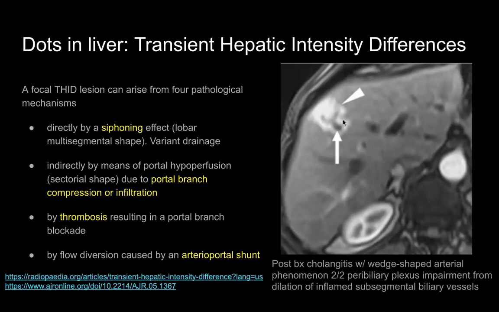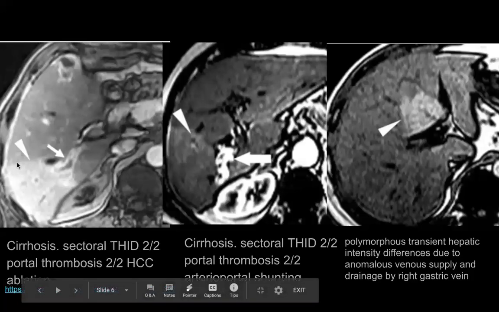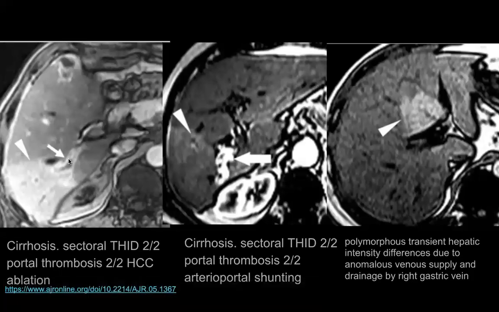Here's a case from the AJR paper that shows a patient who had a biopsy, developed a cholangitis afterwards, and then there was impaired drainage of the peribiliary plexus leading to a THID. They have segmental and non-segmental variation. Here we have a segmental variation from a portal vein thrombus that's causing this shunting THID appearance.